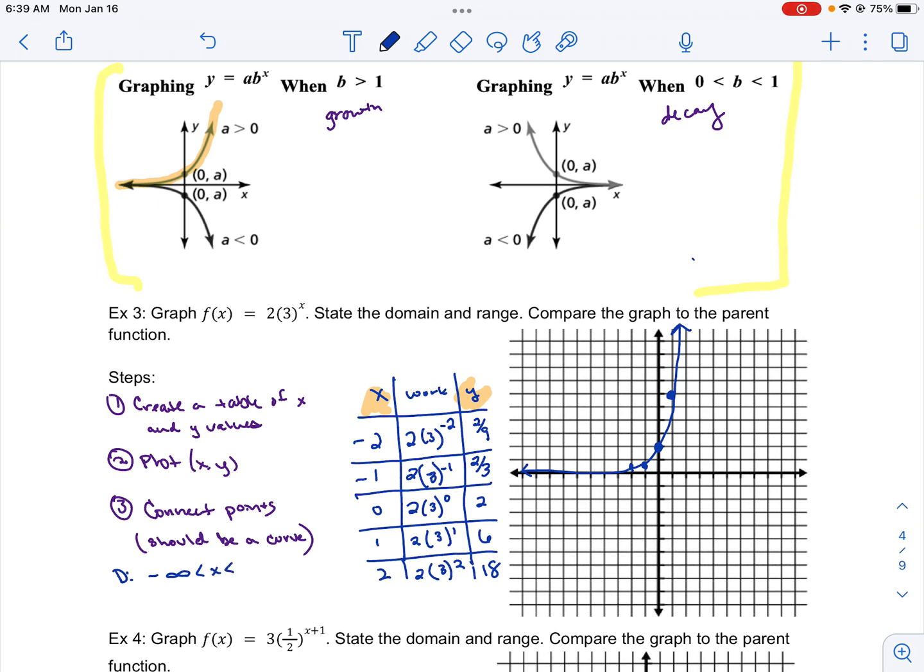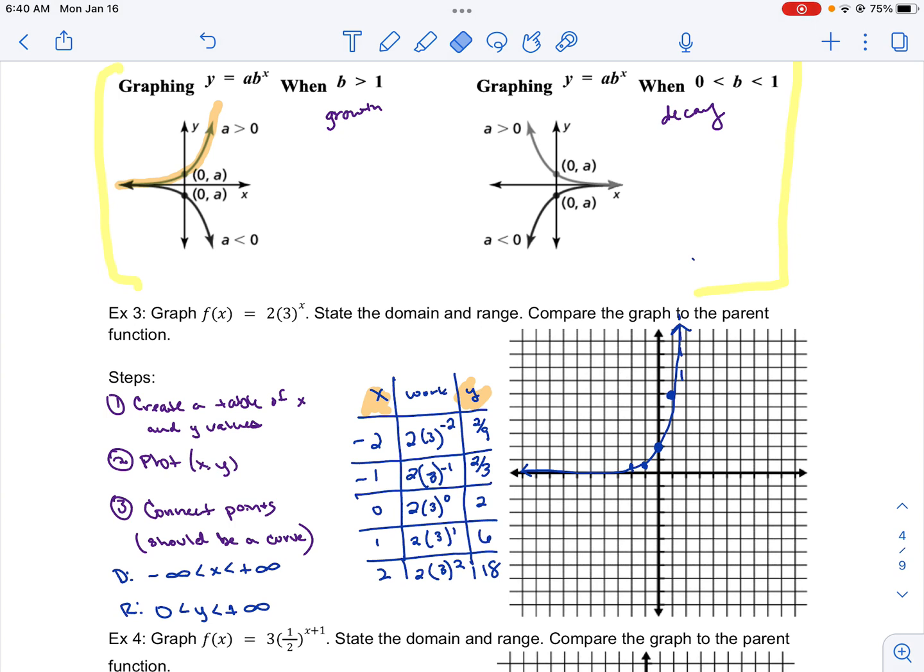How far to the right do I go? Remember I hit an arrow here, so that's going to be +infinity. Range, how far down do I go? Notice on this range here, it doesn't actually cross that x-axis, so it only goes to 0. And on the y, how far up do I go? You can see it's an arrow, so it's going to be +infinity. That's your domain and range.